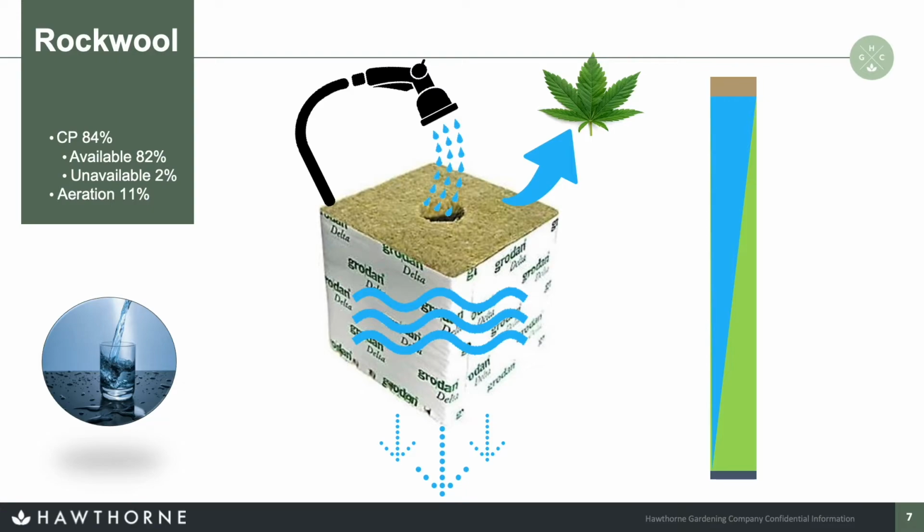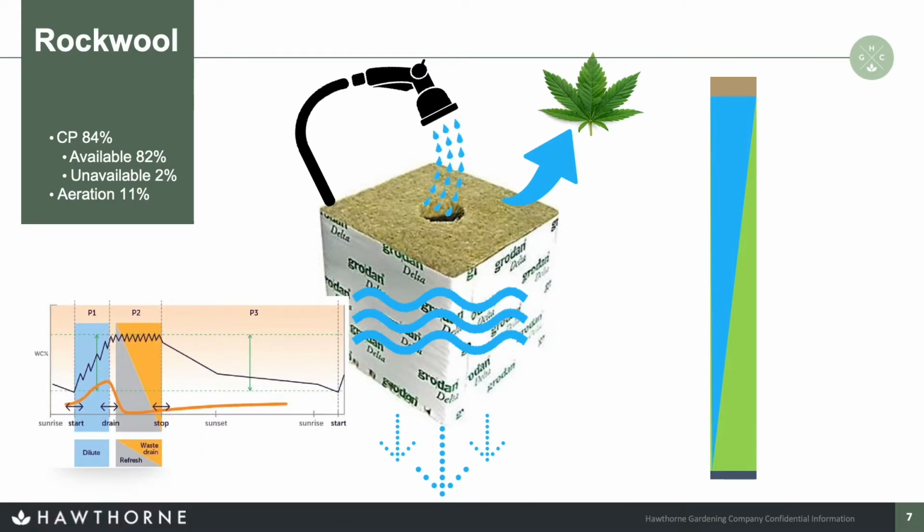So because of the nature of Rockwool that retains a lot of water, usually irrigation will be sparingly done during the day, following more or less the pattern that appears on the bottom left of the slide. So because Rockwool does have a very high aeration, I would say in the area of 10%, the dry back will allow the cubes to absorb more oxygen for the roots.